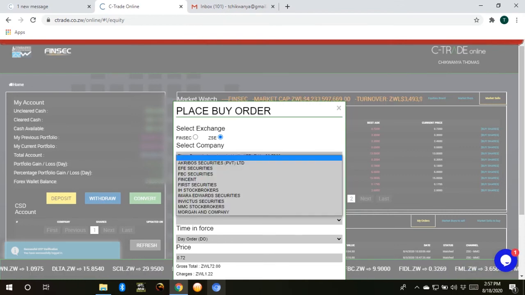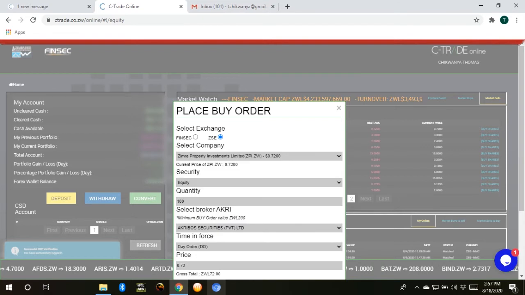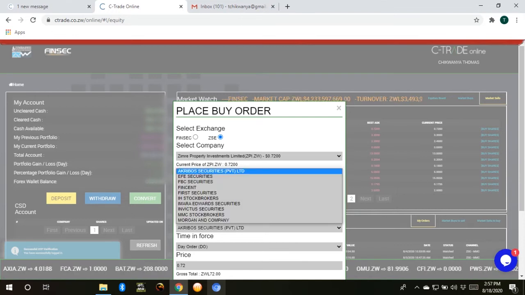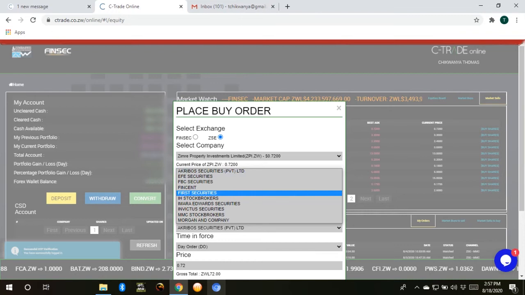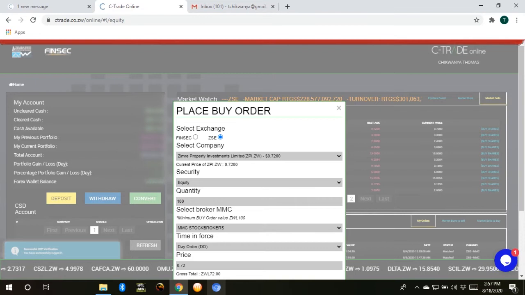You also have to choose the broker that you want to use. Brokers are different in terms of the minimum amount they can accept to transact. Some brokers accept 100 as the minimum, some 500 as the minimum, some 10 as the minimum. You choose your time in force.